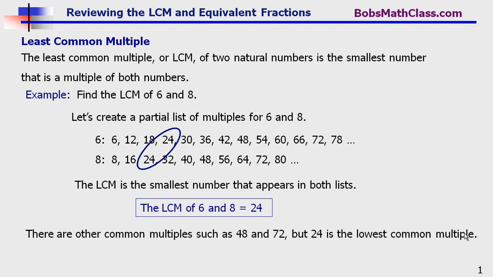Okay, there are other common multiples, such as 48 and 72. So you notice that on this list, 48 is on both of these lists, as well as 72. And if we kept going, there's going to be others. But when we add fractions, we're going to have to find the lowest common multiple, or we'll call it the lowest common denominator. And we want the smallest one because that will make it easier so that we won't have to reduce the fraction as much at the end.